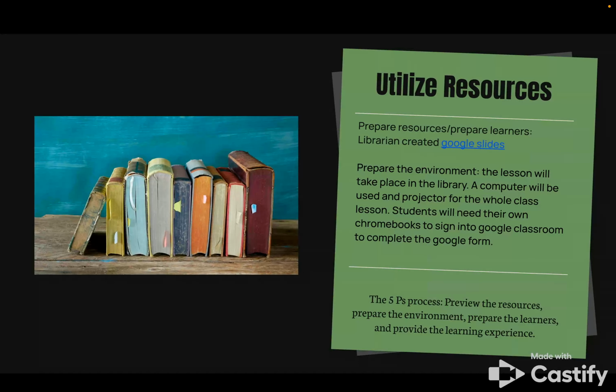The next one is utilize resources. So as the librarian, I created a Google Slides presentation for the lesson. Then I will be using a computer in the library with a projector so that I would be able to do the lesson whole class. And then students will need their own Chromebooks so that they can sign into their Google Classroom and at the end of the lesson complete the Google Form. And so I did take into account the 5P process that is mentioned in our textbook.